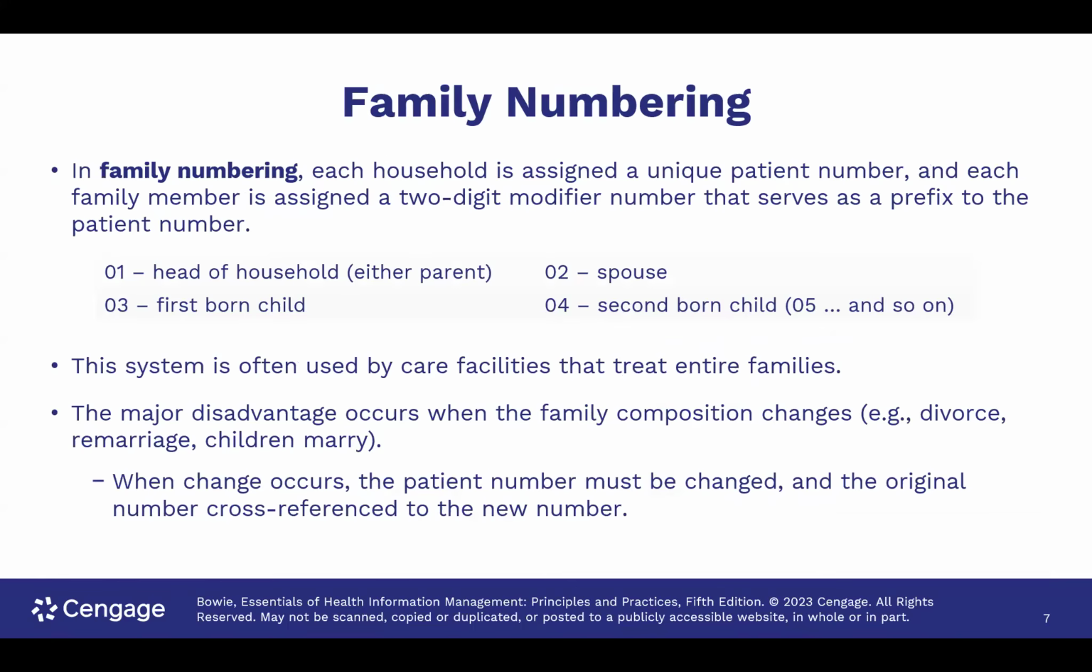With family numbering, each household is assigned a unique patient number. And then you have a prefix. So let's say it's 10 for one family. And then you have a prefix of 01 for the head of the household, 02 for the spouse, 03 for the firstborn, and so on. In family practices, this was popular. We also used to see it in care systems that took care of entire families. The big downside of this is family dynamics. When the family composition changes, in the case of a divorce, remarriage, or children getting married, then it creates problems.